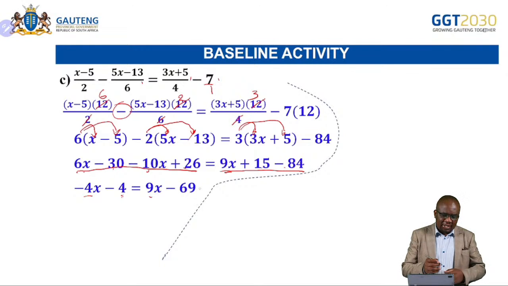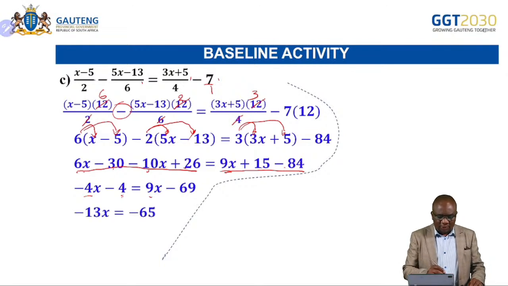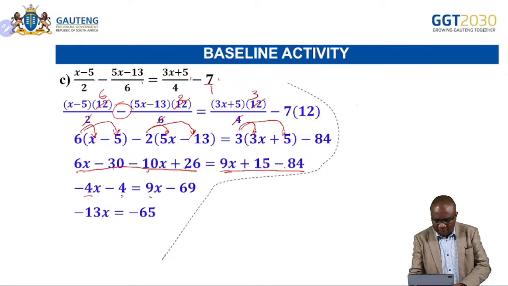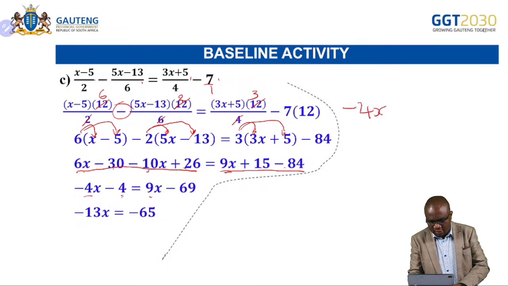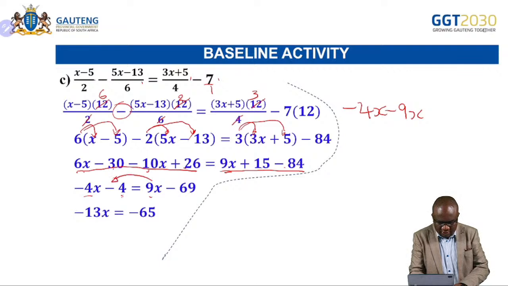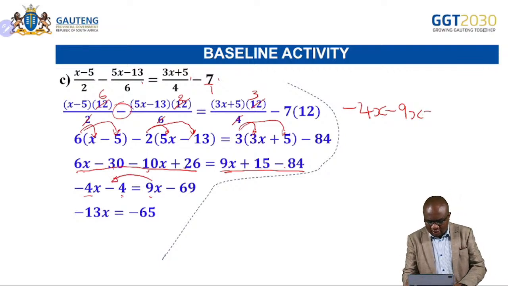Now we can bring the ones with x on the same side. It becomes negative 4x minus 9x, because the 9x will be coming this side, and then equals negative 69, and then negative 4 becomes positive 4, like that.